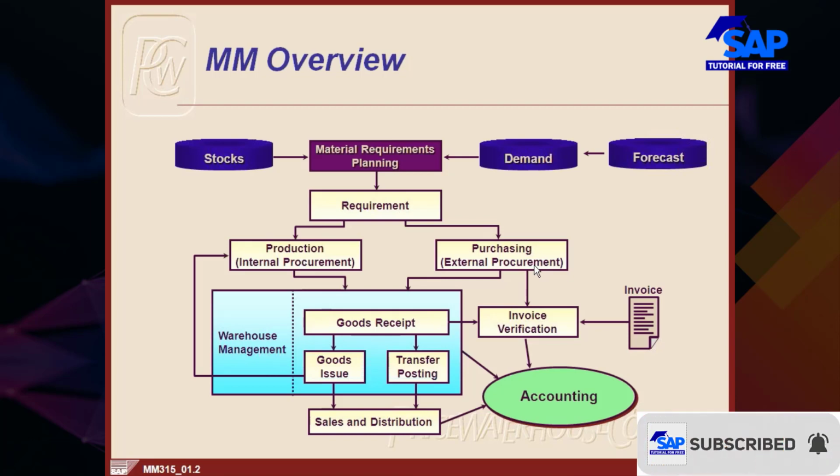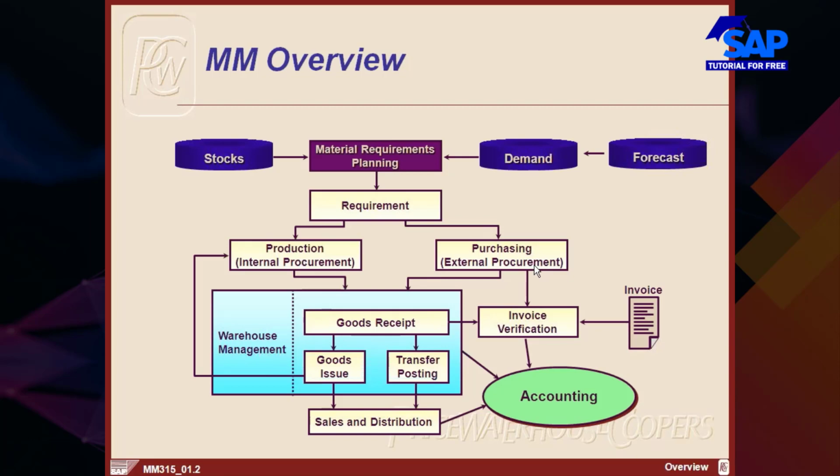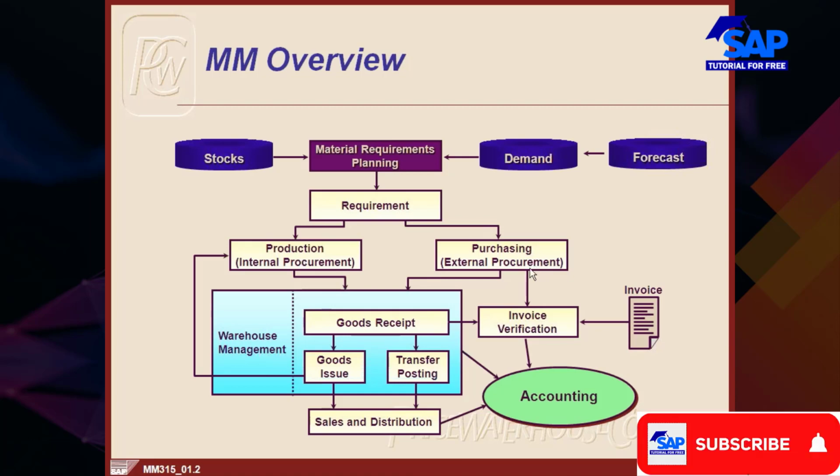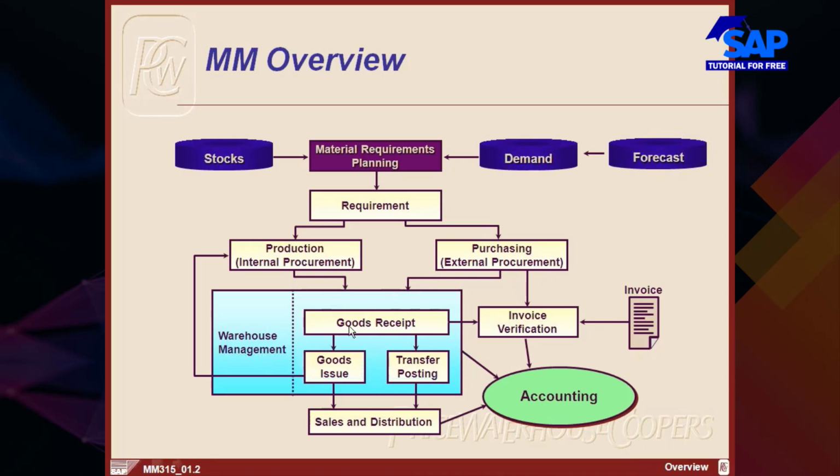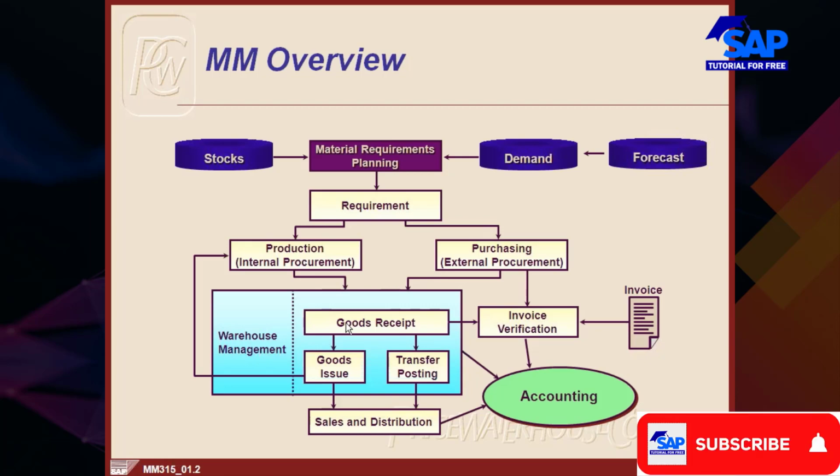So in either case, whether the material procurement is taking place externally, that is via external procurement, or you are producing a product or material in-house, that follows in-house production. In either case, you have to do goods receipt either in the raw material stores or in the finished goods stores, depending upon which material you are receiving. So your inventory management starts with the goods receipt step.